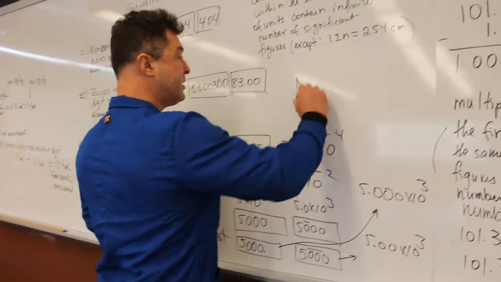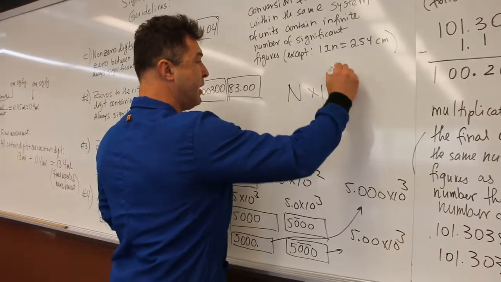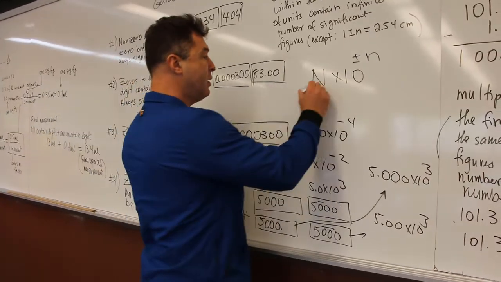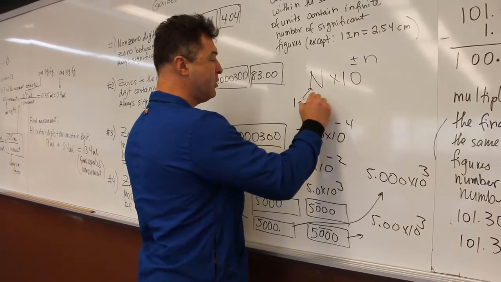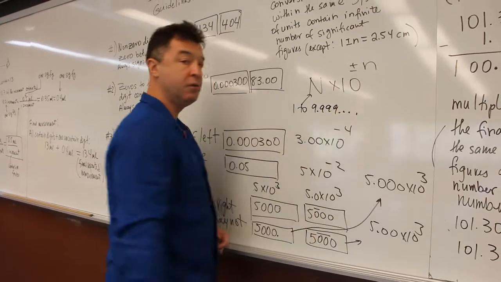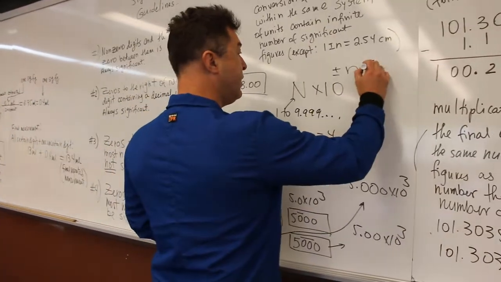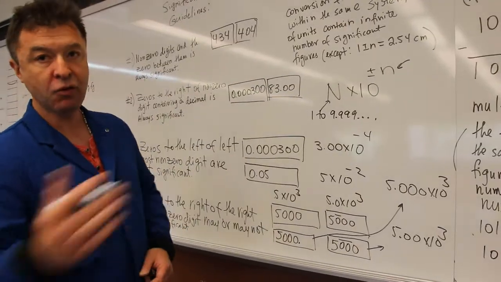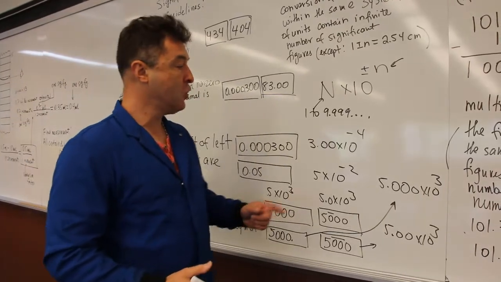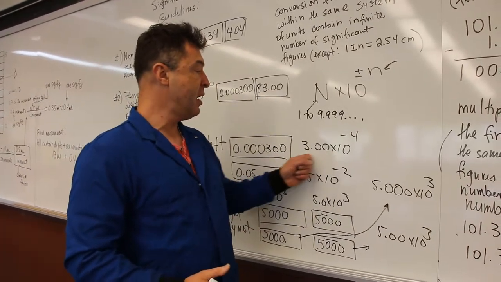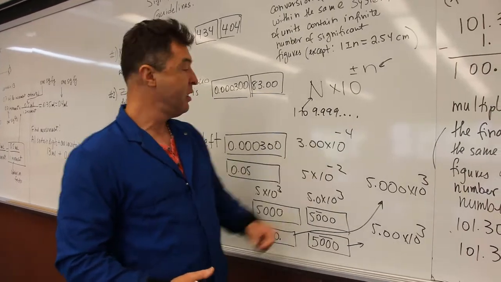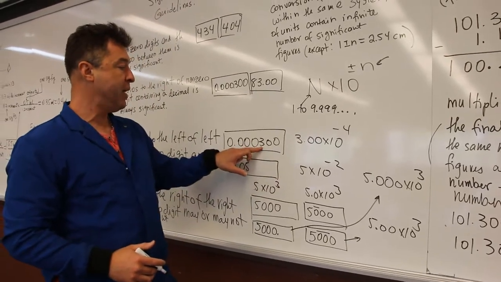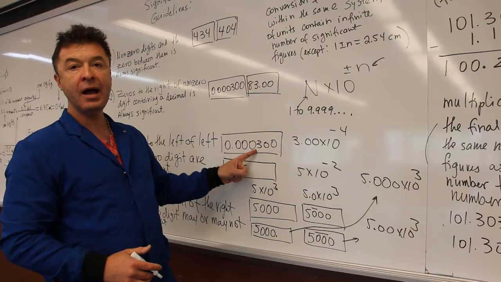So the way you do it using this model, N times 10 to the power plus or minus lowercase n. This N must range from 1 to 9.999 and so on. And this exponent is the number of times you have to move the decimal, left or right depending on the number, so that you make this number between 1 and 9.999.